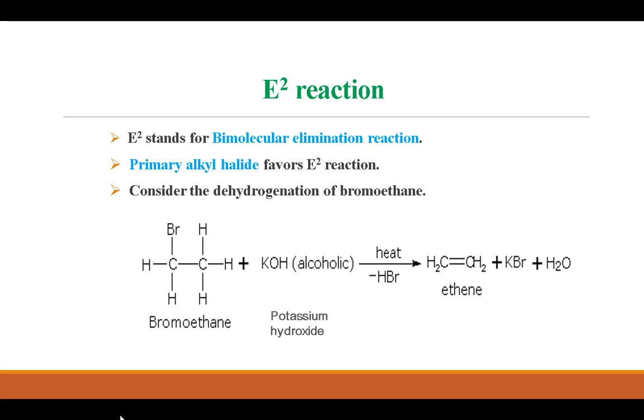In this reaction, bromoethane reacts with alcoholic potassium hydroxide, undergoing bimolecular elimination reaction, to give ethene as the elimination product, along with the byproducts, that is potassium bromide and water. This is the direct reaction of bimolecular elimination. Hydroxide cannot act as a nucleophile in this reaction because of the bulky tertiary halide. Rather, hydroxide acts as a base and abstracts a proton from the beta carbon.